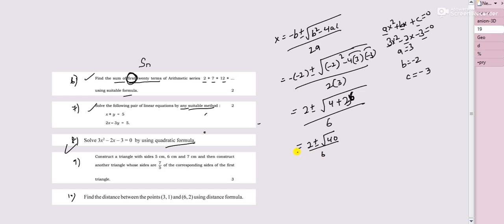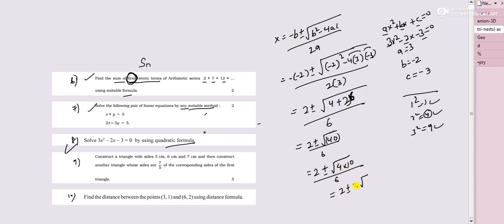So you should not stop till here, because see here you have got 40. It is not a perfect square. In perfect squares, 1 square is 1, 2 square is 4, 3 square is 9. So in this table, whether you are getting this 40 or not, yes, we will get 4 into 10. So that you have to write here. 4 into 10 divided by 6. So you will get 2 plus or minus 2 root 10, taking root 4 as 2, divided by 6.